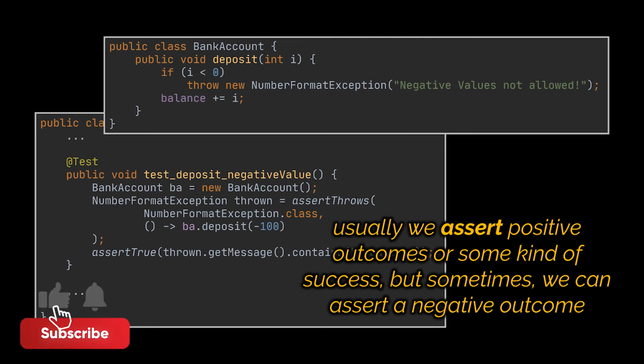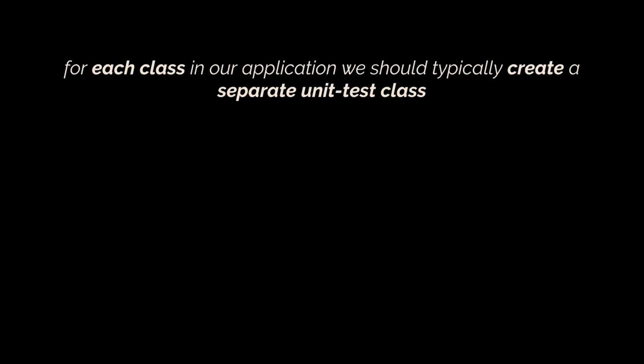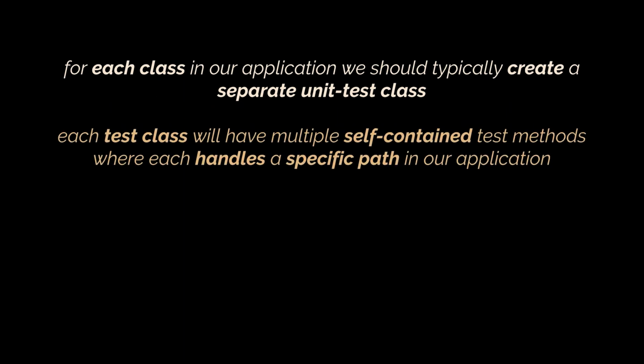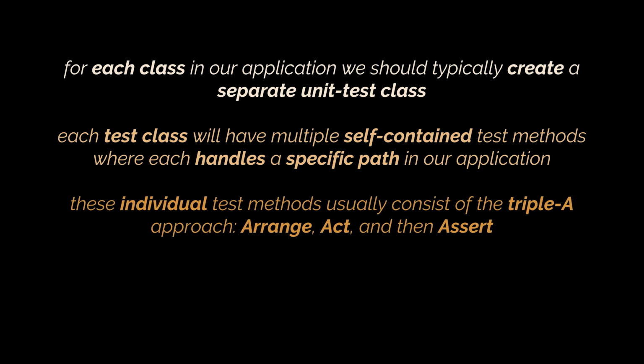Okay, since the beginning of this series, we've already explored a couple of concepts. First, that for each class in our application, we should typically create a separate unit test class. And in each test class, we'd have multiple self-contained test methods where each handles a specific path in our application. We've also seen that these individual test methods usually consist of the AAA approach. We arrange, act, and then assert. We set up some objects, do something to them, then check the results.